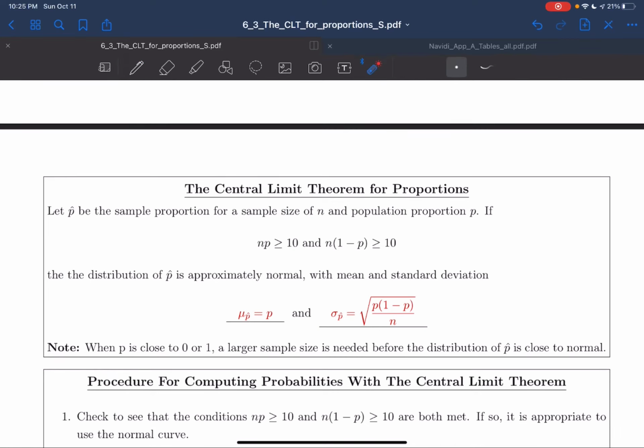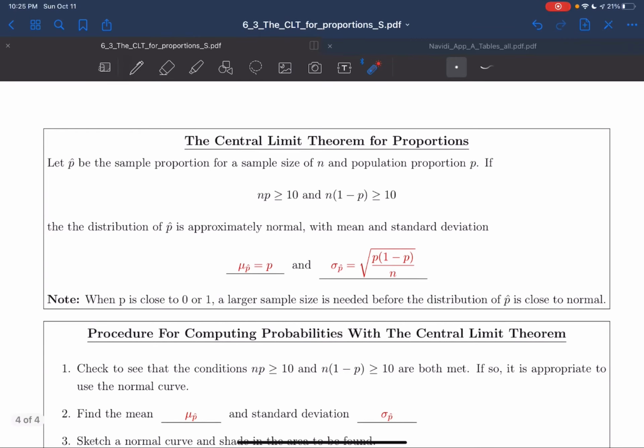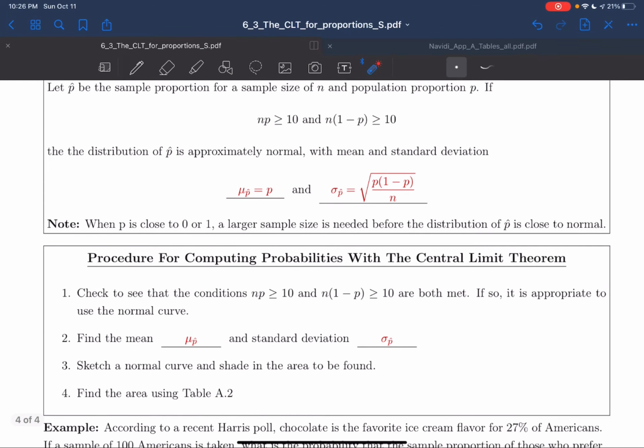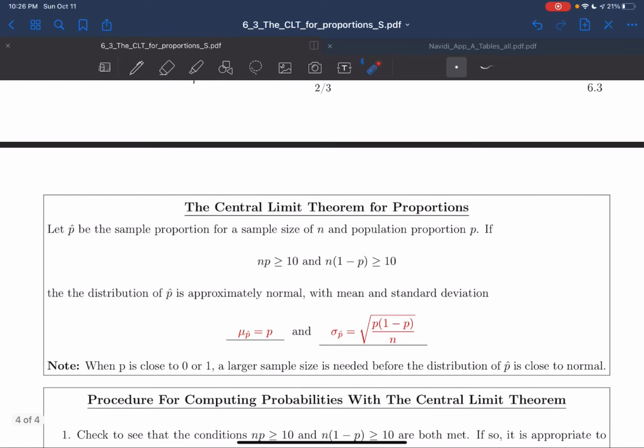Now we have the central limit theorem for a proportion. Let p hat be the sample proportion for a sample size of n and population proportion p. So you have to check that if n times p is greater than or equal to 10, and n times 1 minus p is greater than or equal to 10, the distribution of p hat is approximately normal, with mean and standard deviation of this and this, which we already know how to compute. Another thing you want to note is that if p is really close to 0 or 1, a larger sample size is needed before the distribution of p hat is close to normal.